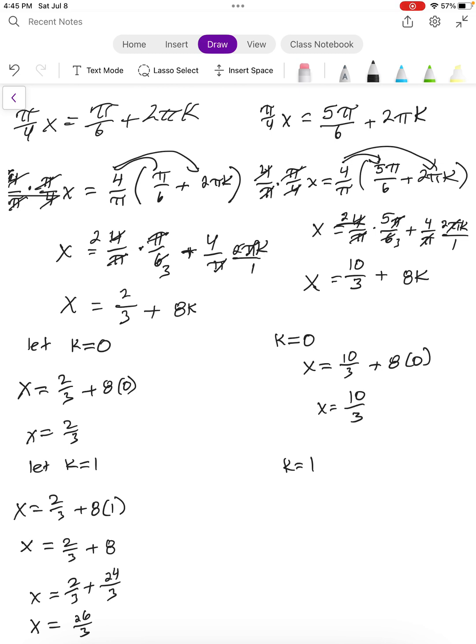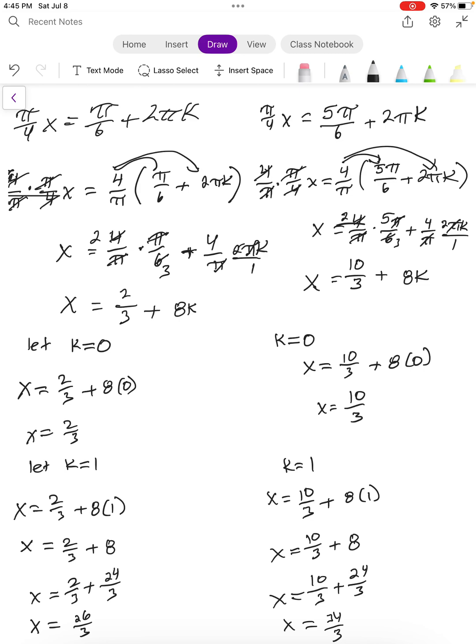Next, I plug into the second equation, 10 over 3 plus 8 times k, where k equals 1, so it'll be 8 times 1, and then it'll be 10/3 plus 8. Again, I'm going to rewrite 8 as 24 over 3. So this answer is going to simplify to 34 over 3.